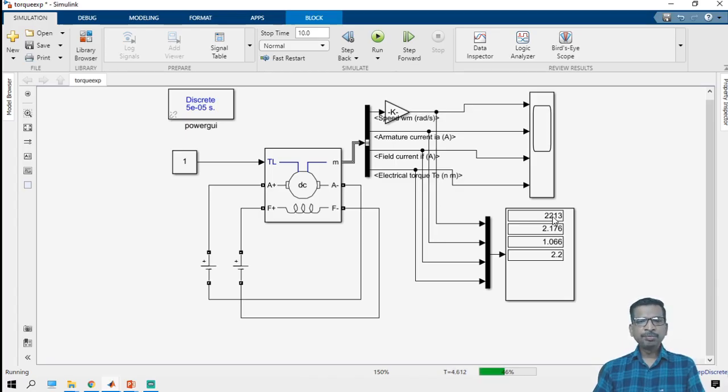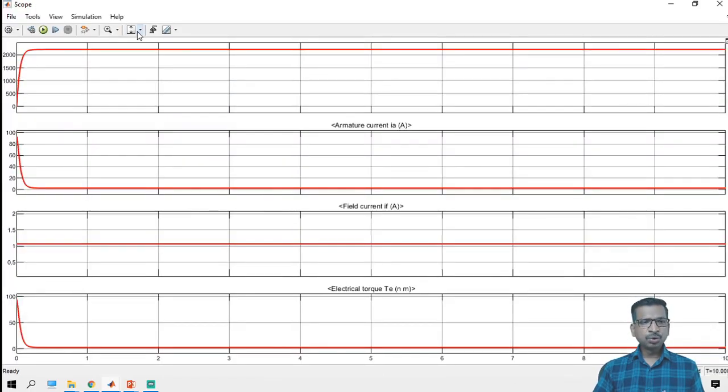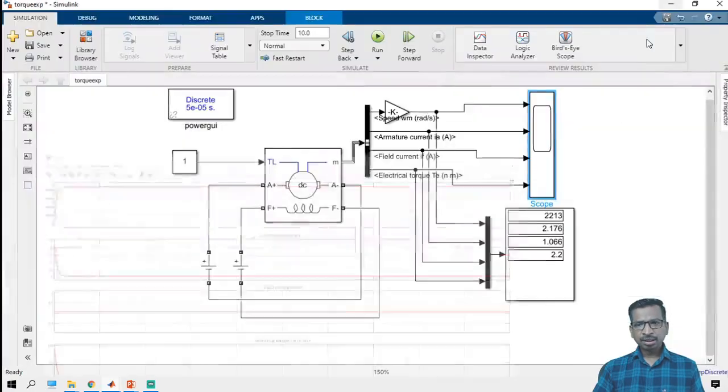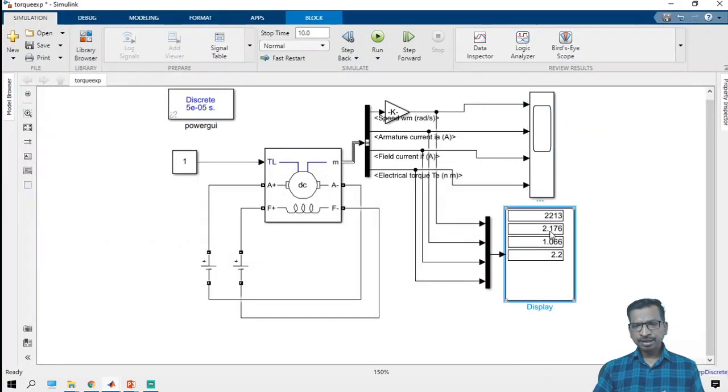Generally, the no load speed will be higher than that one. Since we are applying the rated voltage, if you apply a gradual voltage or the voltage control method, then the speed can be achieved. So now let us understand from the graph. Since there is no load, the motor is rotating at this much speed and drawing this amount of current: field current is about 2 ampere, armature current is about 1 ampere, and the electromagnetic torque is 2.2 Newton meter.